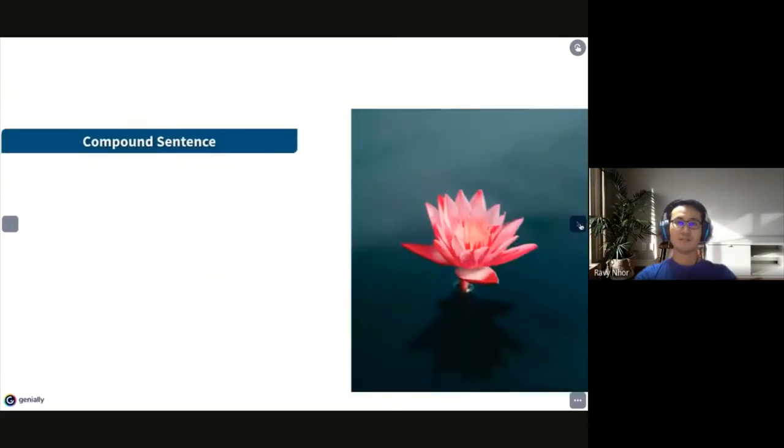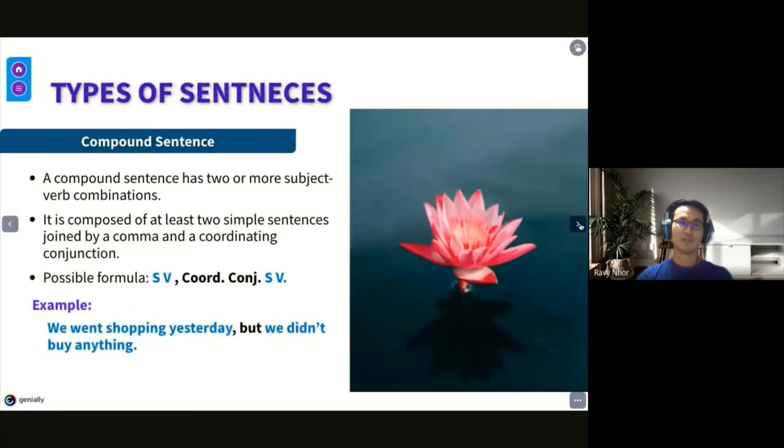Okay, let's move on to compound sentences. A compound sentence has two or more subject-verb combinations. It is composed of at least two simple sentences joined by a comma and a coordinating conjunction.